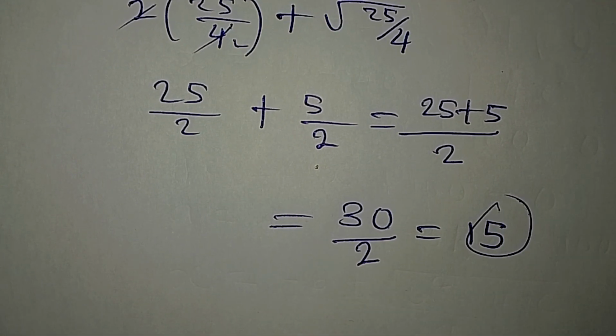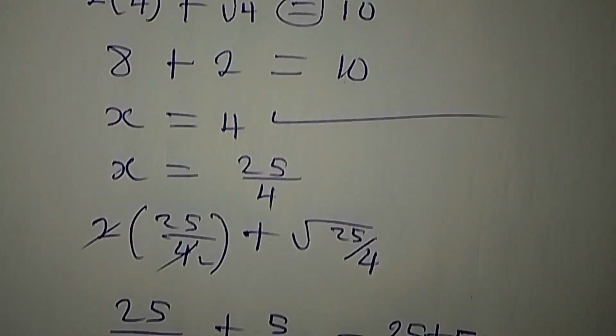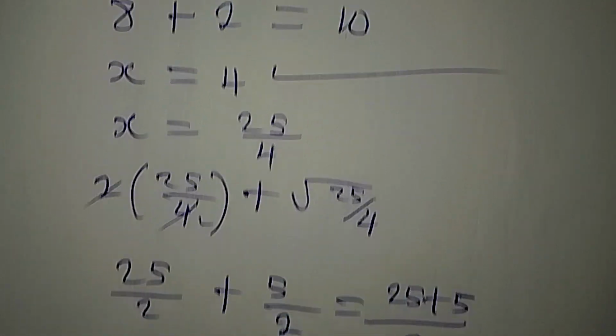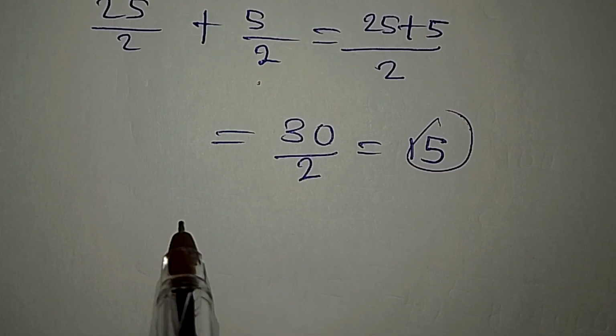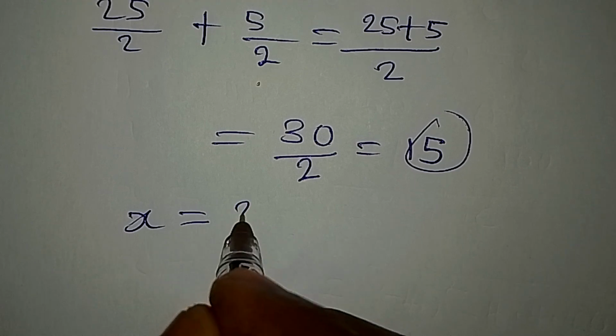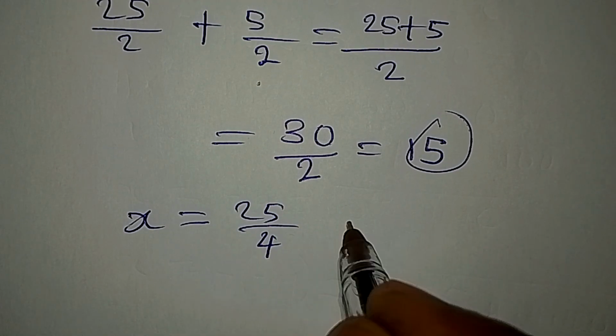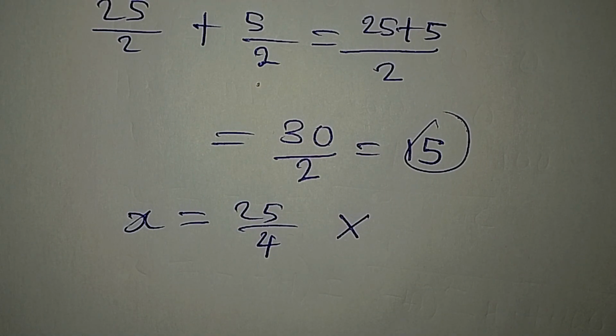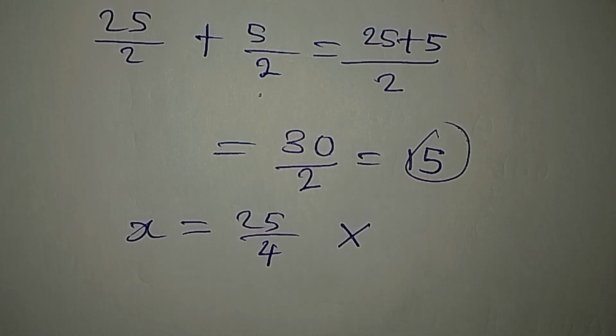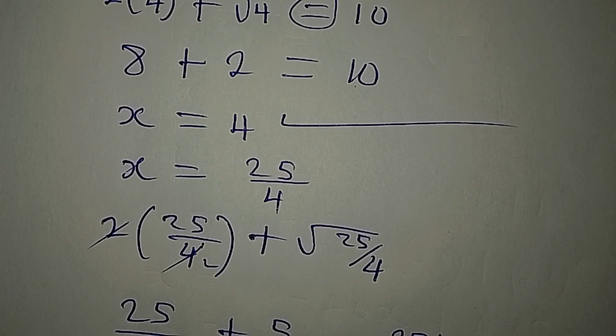And remember, we're not having 15 on the right. We're having 10, right? So this means that x equal to 25 over 4 does not satisfy the given equation. Only x equal to 4 satisfies.